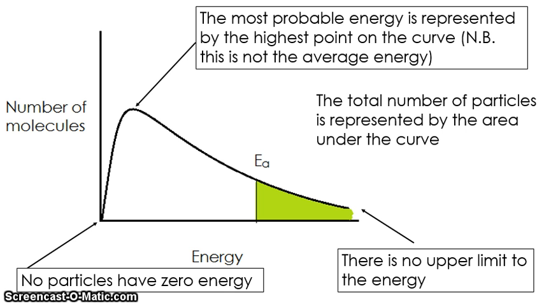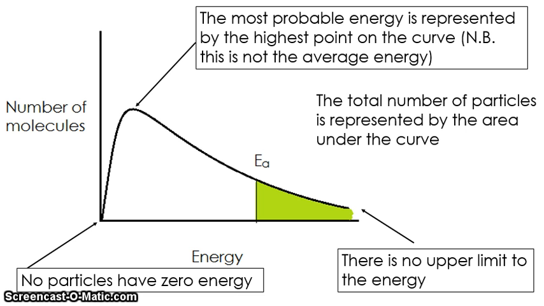So first of all, the most probable energy is represented by the highest point on the curve. There's an arrow pointing to the highest point on the curve, and it's important to notice, although this is the most probable energy, it's not the average energy if we're using the average in the normal way we use it, which is the mean energy. So it's not the mean energy, it's the most probable energy, because that's the highest number of molecules have got that energy.